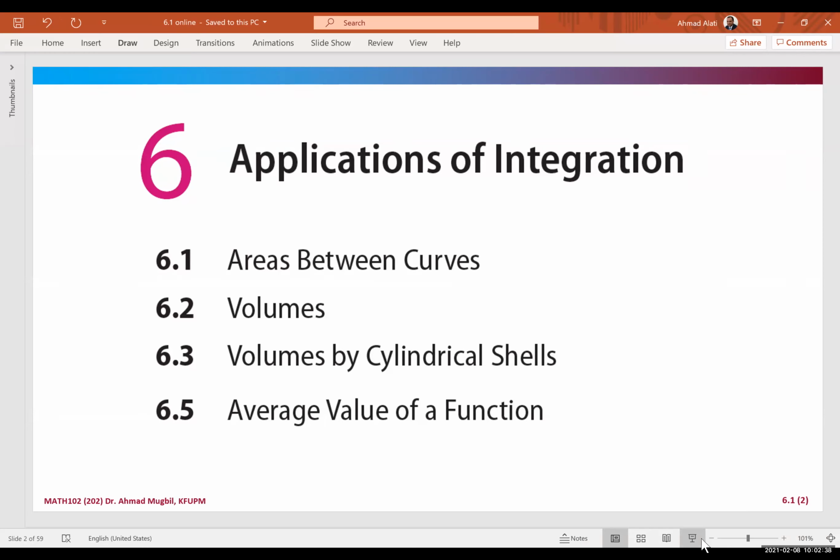In 6.2, we will study volumes by using discs method, washers, slicing, and so on. And in 6.3, we will study the volumes by cylindrical shells. In 6.5, there is no 6.4, yeah, Hussein. 6.4 is about work, and you can study that one in any physics course. So 6.4 is not included.